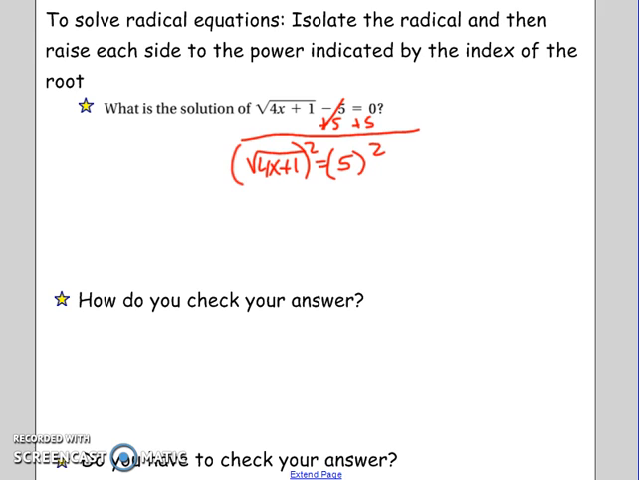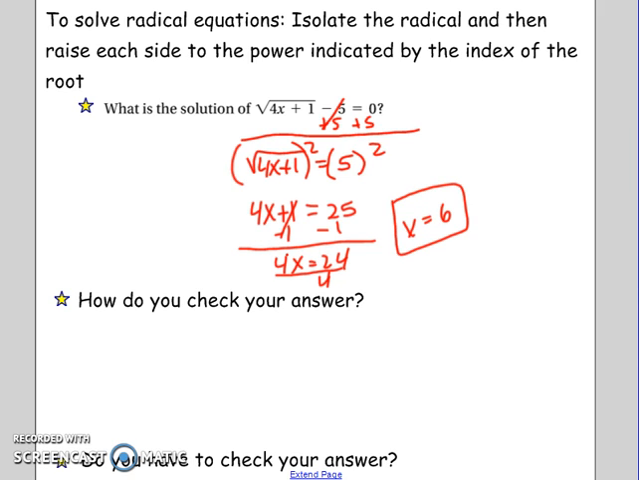When you square the square root of 4x plus 1, you get 4x plus 1. When you square 5, you get 25. So then we just solve like we normally would. So 4x equals 24. Divide by 4, x equals 6.